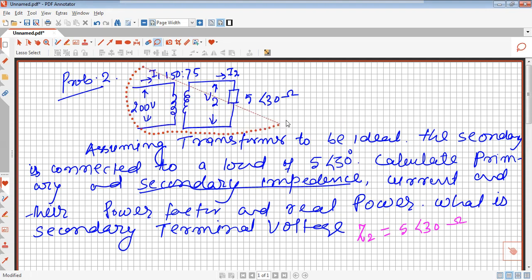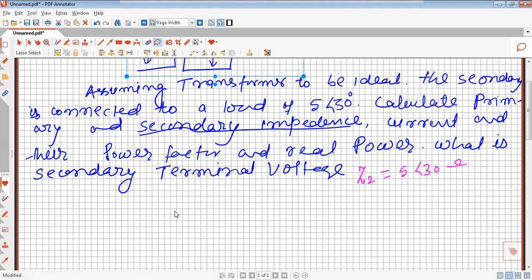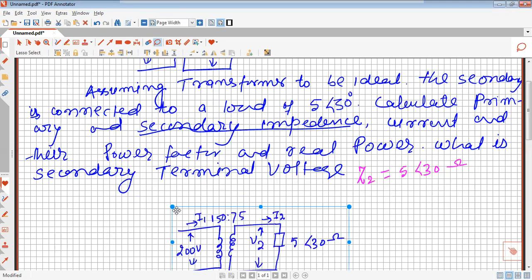diagram, so that we can draw it again. So this is an ideal transformer. Here the ratio of number of turns on primary and secondary is 150 to 75, and 200 volt is given on the supply side. Primary current is I1 and secondary current is I2. So let us draw this diagram here.